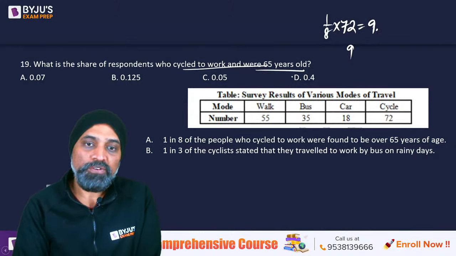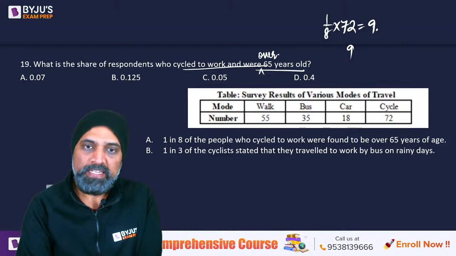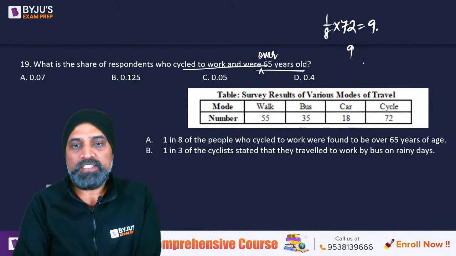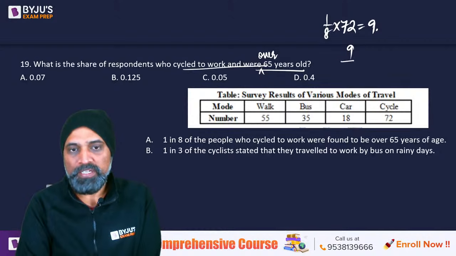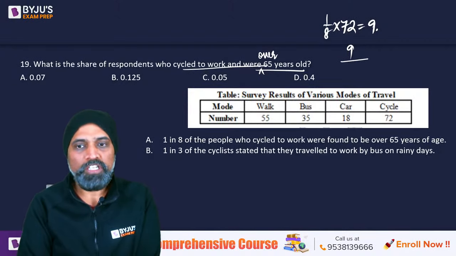We're over 65 years old. We can't say exactly 65. And what is that share of the respondents? So this is going to be 9 out of the total number of people.